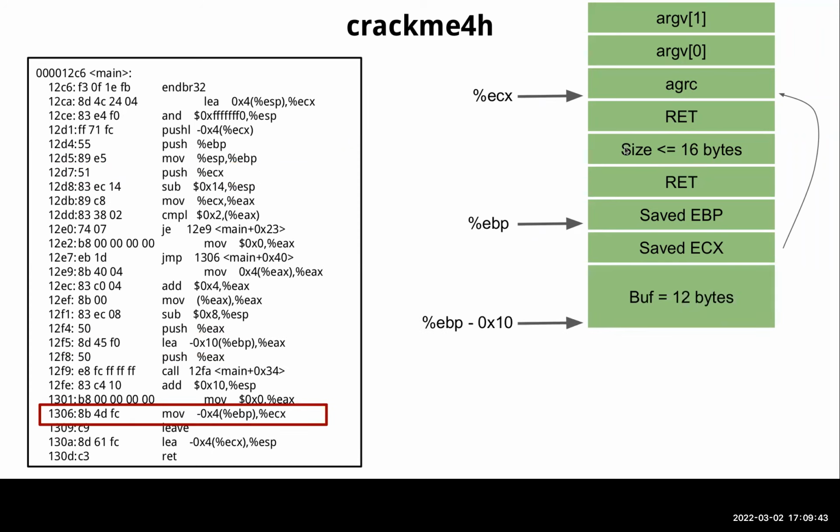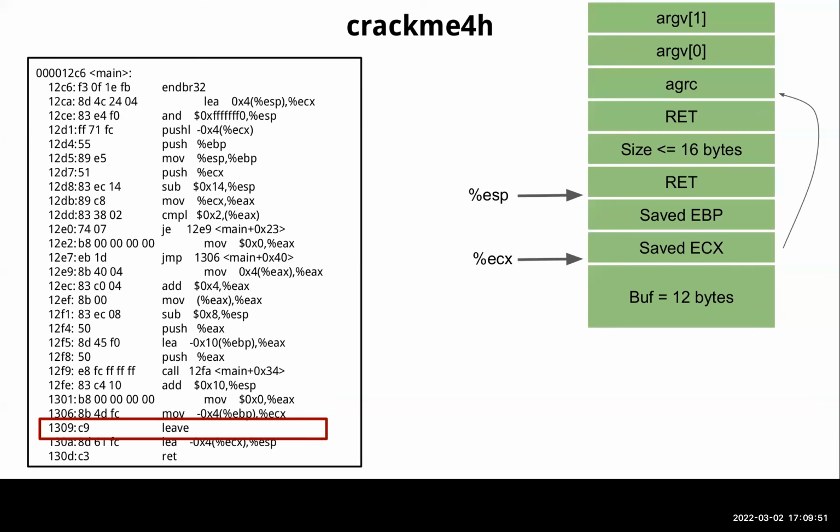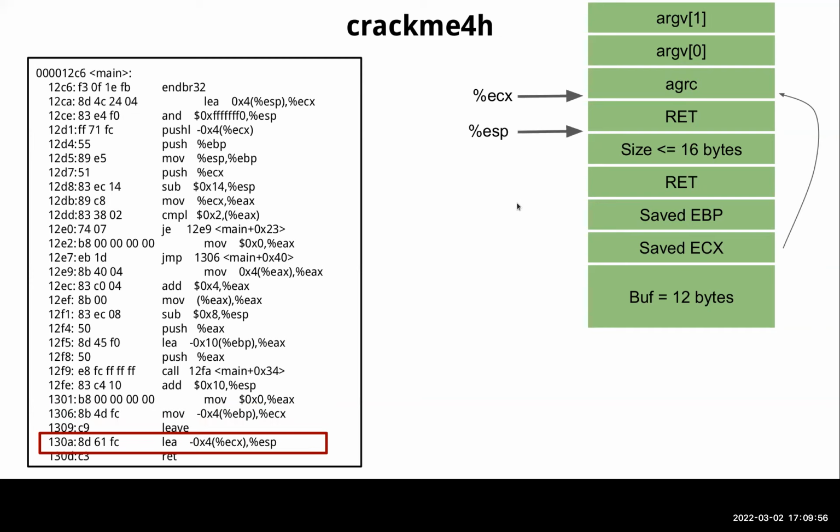Then at the end of the function, let's say, where are we? We're going to leave. After leave, ESP will point to the old return address. Then eventually we get the return.